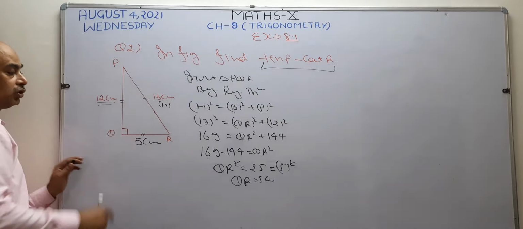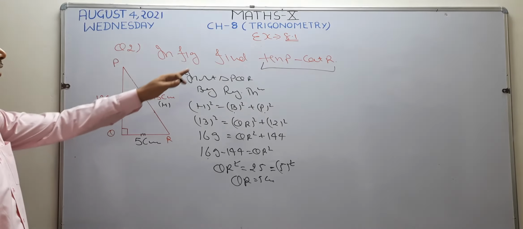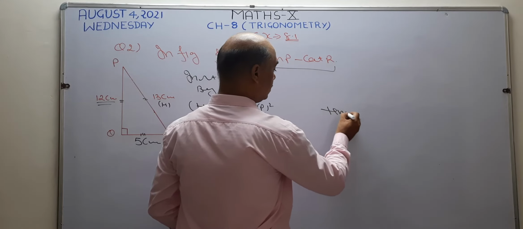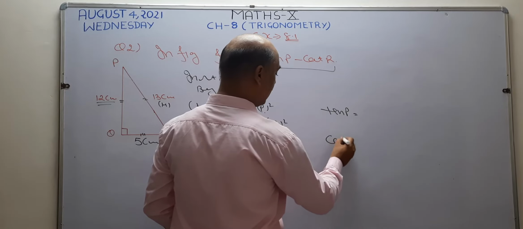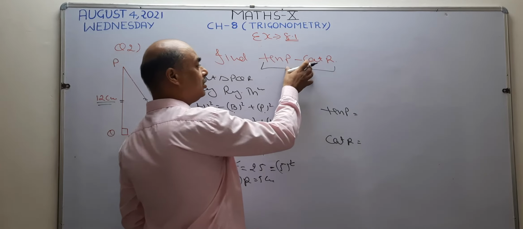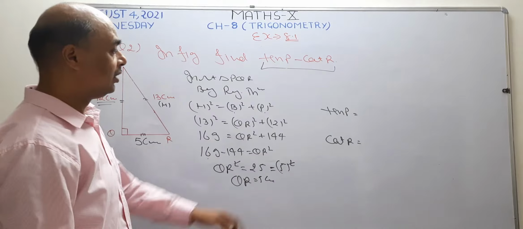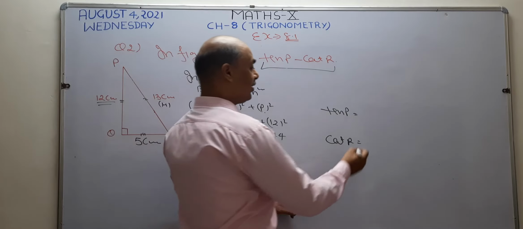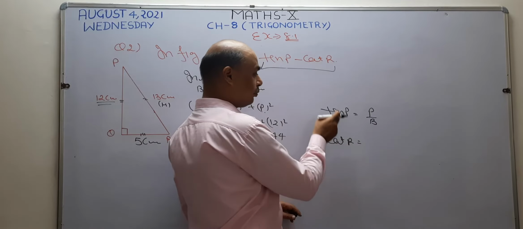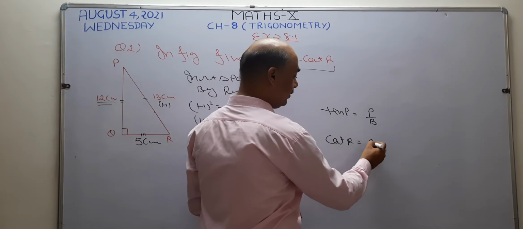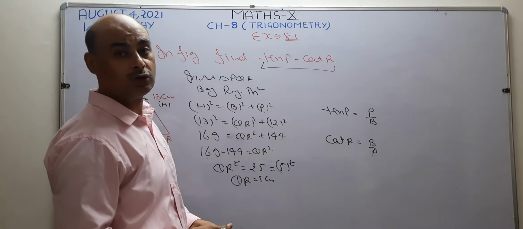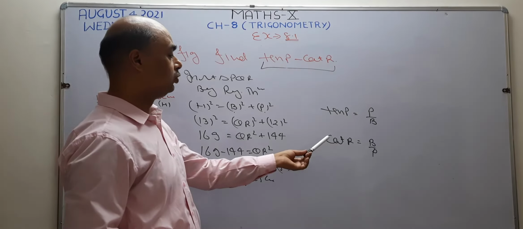Now all three sides are on your board. Now I want to check what is the requirement. We are going to find the value of tan P first. After that, we are going to find the value of cot R. After finding these two values, I want to substitute these two values in this required statement. Now tan P. How do we find the value of tan P? Formula is P by B. And cot is reciprocal of tan, so this becomes B by P.